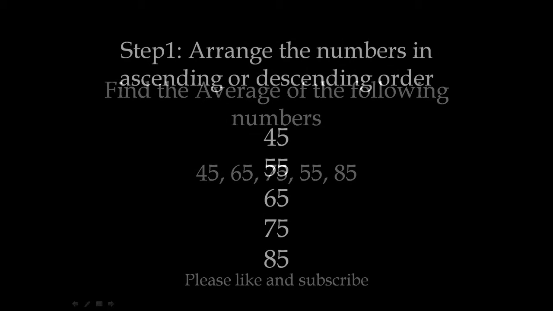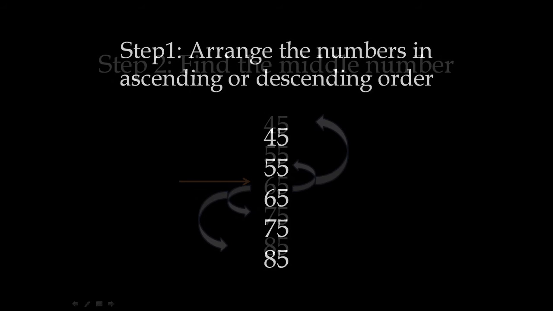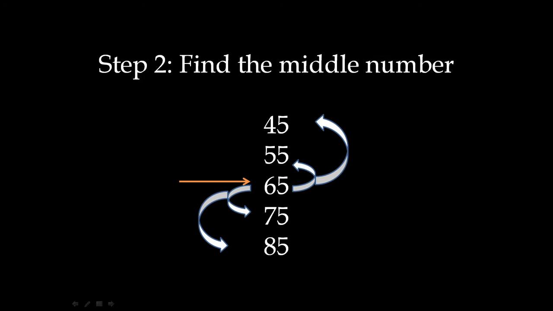In this case, we have to find the average of 5 numbers. The numbers are 45, 65, 75, 55 and 85. Let's try to arrange these numbers in ascending or descending order first. So in this case, we have arranged the numbers as 45, 55, 65, 75 and 85. In the next step, we'll pick up the middle number. In this case, the middle number is 65. Since we have 5 numbers, the third number from the start would be the middle number, which is 65 here.